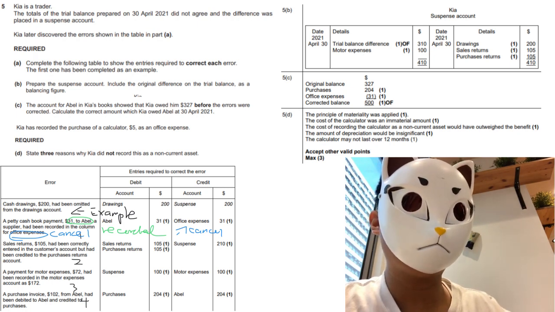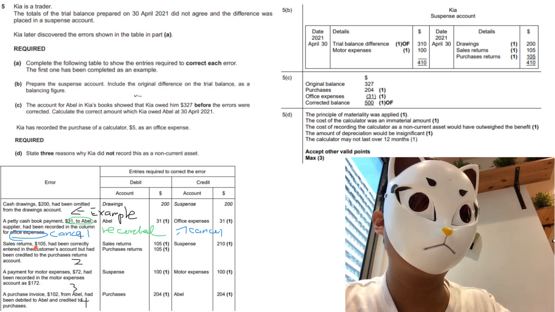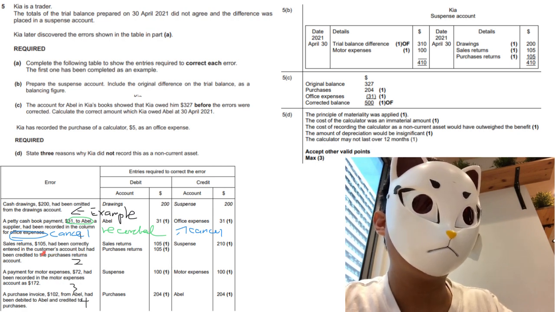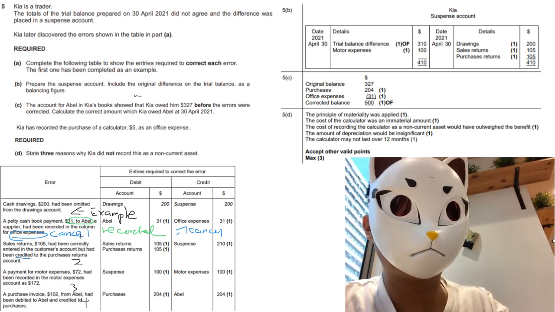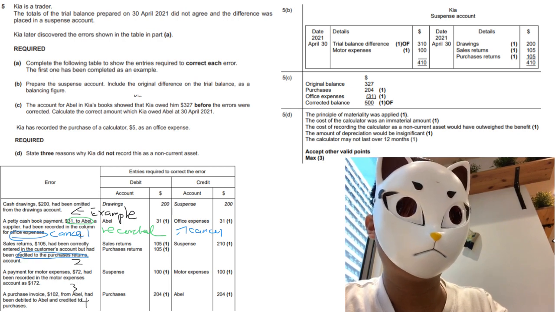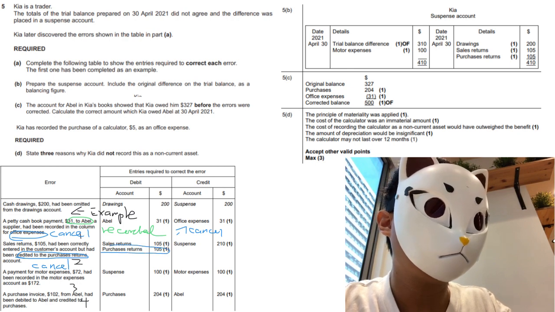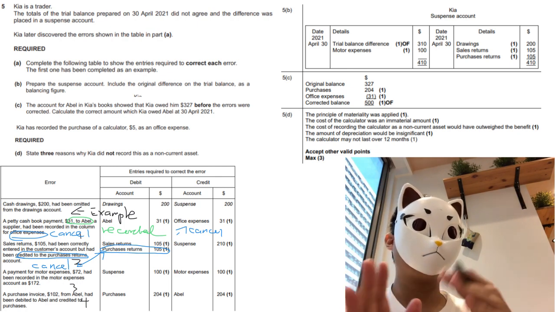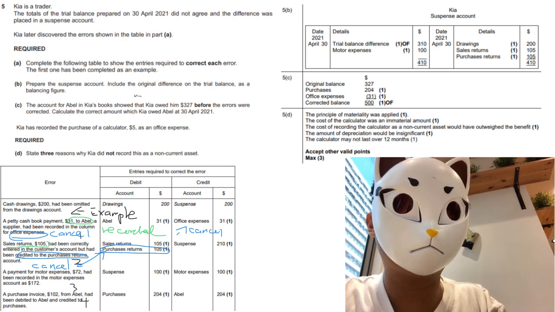The second error would be more complicated. For the second one, it's about the sales return had been correctly recorded in the customer's account. However, it has been credited to the purchase return. Again, what we need to do, we need to cancel this credit, because it's wrong, right? So we cancel it by doing the debit. By debiting the purchase returns, this error will be cancelled. The second thing we need to do, we need to record it correctly in the sales return account.